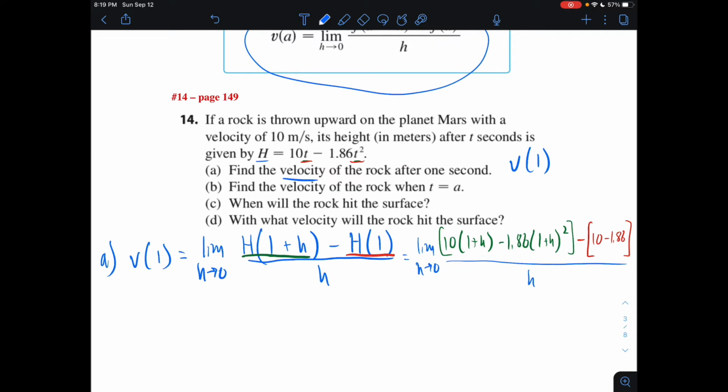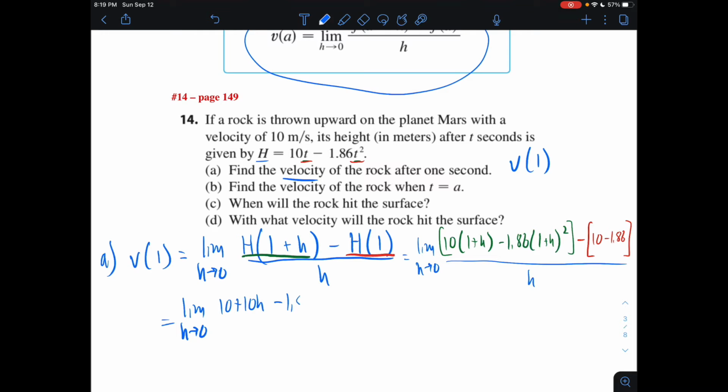So now we want to simplify. We've seen enough of these difference quotients that we've then taken the limit of, and really what we see is if we simplify things, well, they just get simpler. So I still have my limit as h approaches 0. And then I want to just multiply everything out. So 10 times 1 plus h, that's 10 plus 10h.